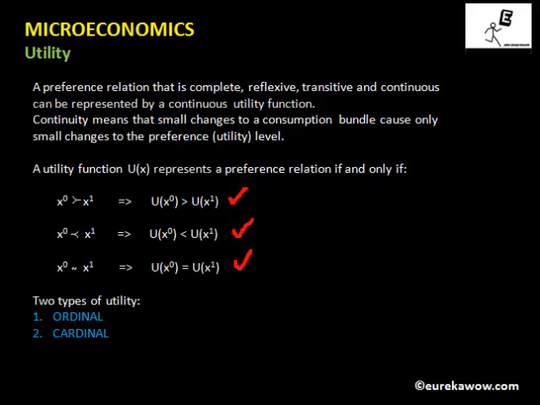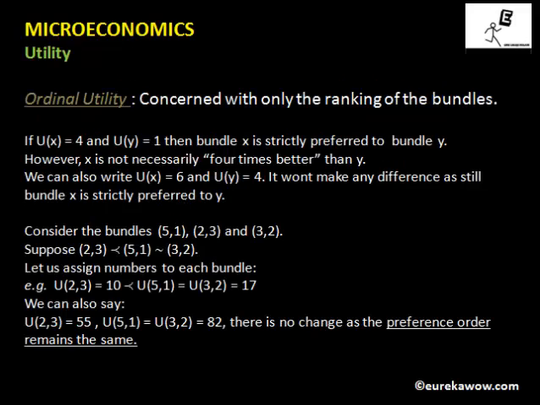First is the ordinal approach to utility, and second is the cardinal measure of utility. Looking at the ordinal measure of utility first, it is basically concerned with the ranking of the bundles. So suppose there are two bundles x and y. The utility that the consumer gets from bundle x is 4 and that from y is 1. Then we say that since u(x) is strictly greater than u(y), bundle x is strictly preferred to bundle y. However, we do not say that bundle x is 4 times better than y.